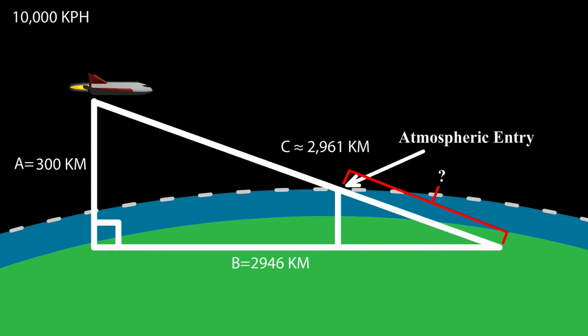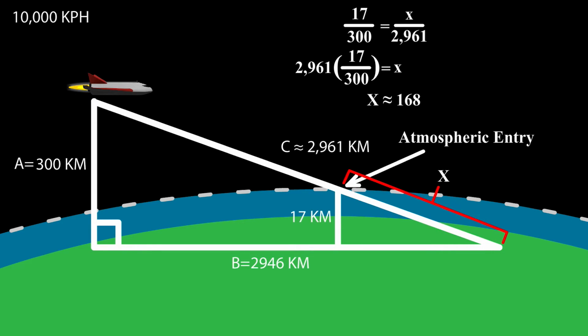Luckily, we know the altitude is 17 kilometers. If we set up a simple proportion, 17 divided by 300 equals x divided by 2,961, we can easily find the missing distance, which is about 168 kilometers.